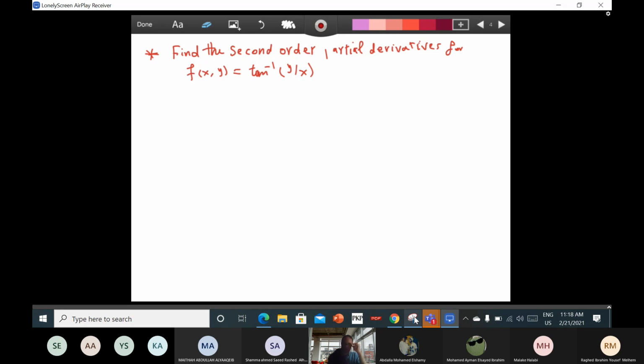Now let's go for the second derivative, second partial derivative, okay? So if you would like to have the second partial derivative, you should have the first derivative first, right? So how many second derivatives do I have? If I have two variables, I have fxx, and I have fyy, and I have fxy. But before finding this one, I have to find fx first.